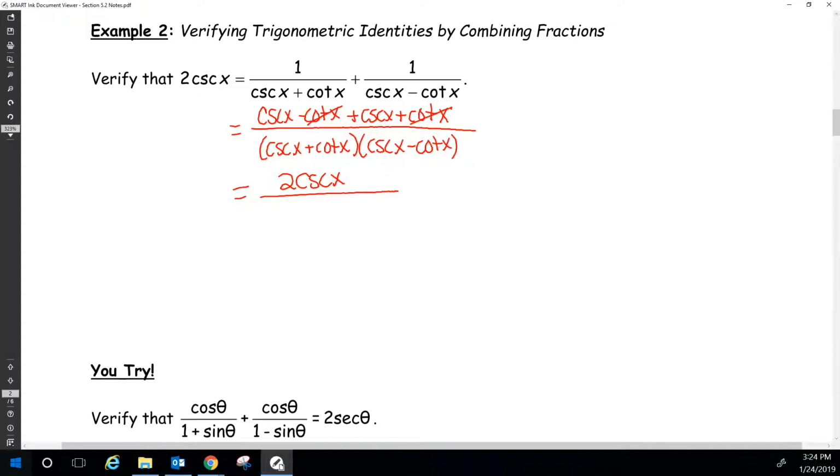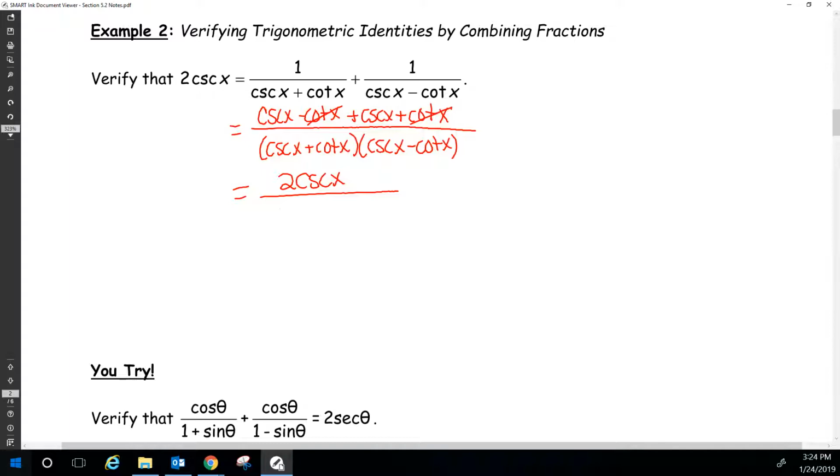On the bottom, these guys are conjugates. What makes them conjugates? The first terms are the same, last terms are the same. The only thing that is changed is the sign in the middle. So these guys are conjugates. And what's special about the conjugate is those middle terms will drop out. So let's see that in action.